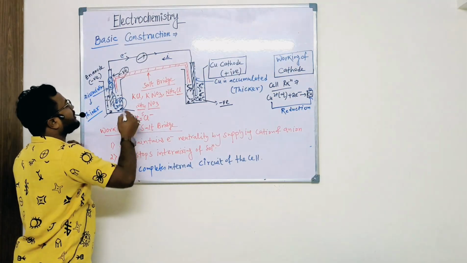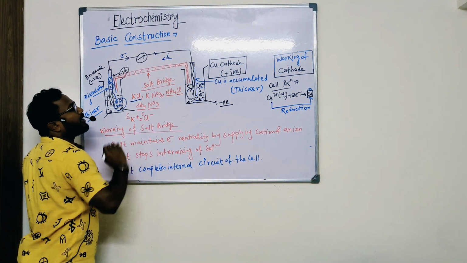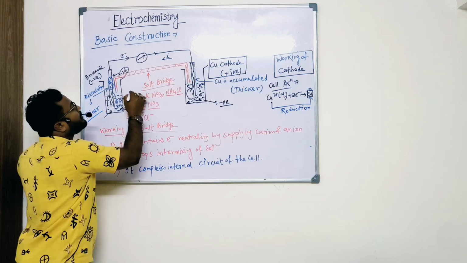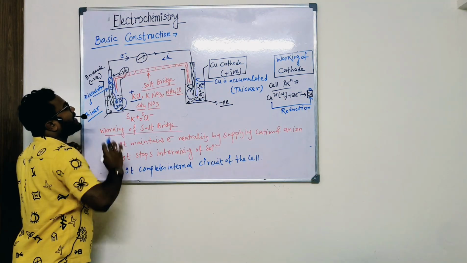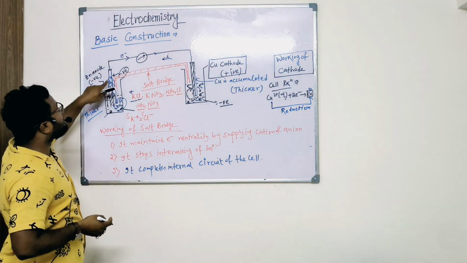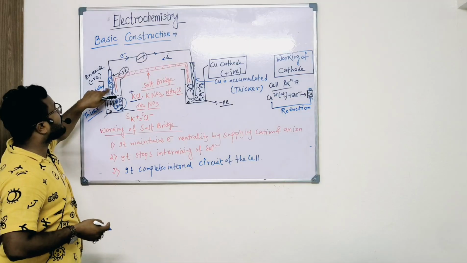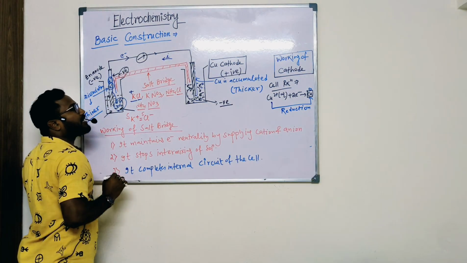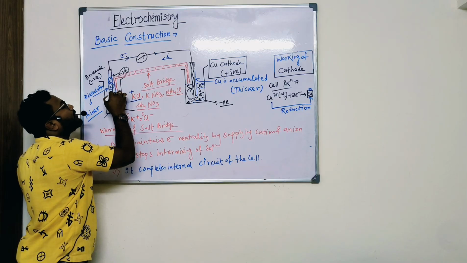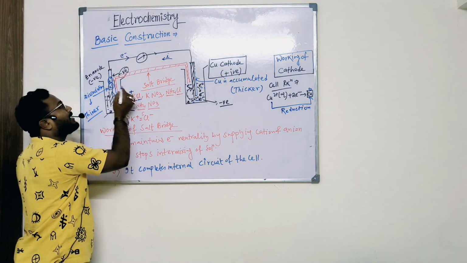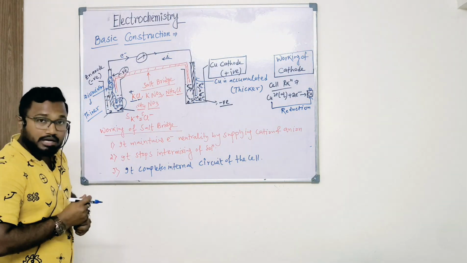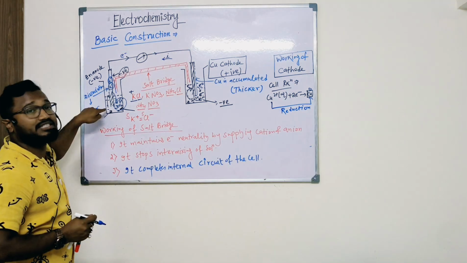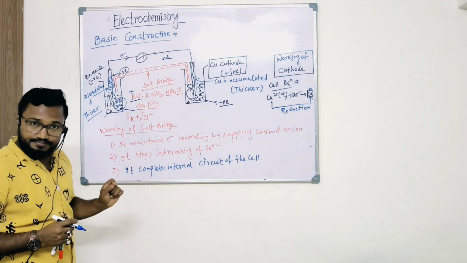But whenever you are taking KCl or KNO3, what will happen? This is the negative terminal. It is negatively charged, so it needs the supply of positive charge. Here 2 electrons are there. As a result, 2K+ will come here and it will maintain the electrical neutrality. So it will not take Zn2+ from the solution.